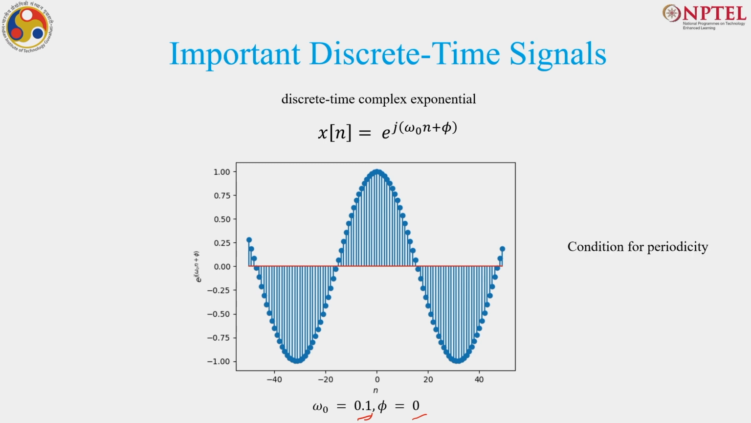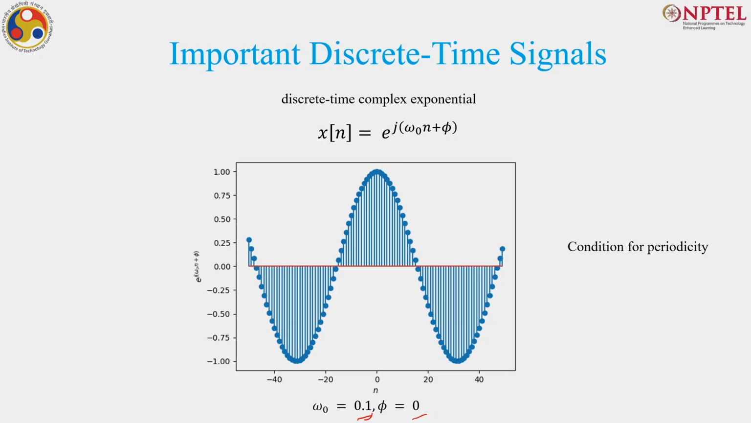Now, unlike the analog or continuous complex exponential, which is always periodic with periods of multiples of 2 pi, the discrete time complex signal is not guaranteed to be always periodic. So, the condition for periodicity is that omega naught should be 2 pi times a ratio of 2 integers.